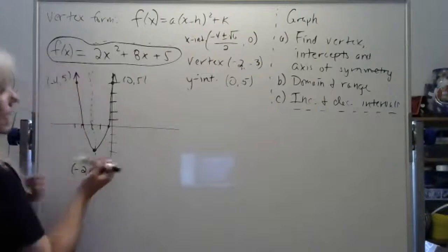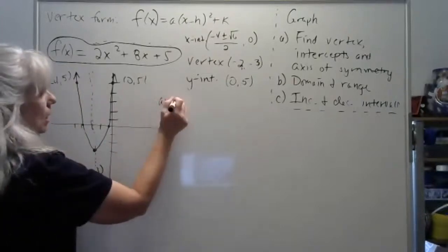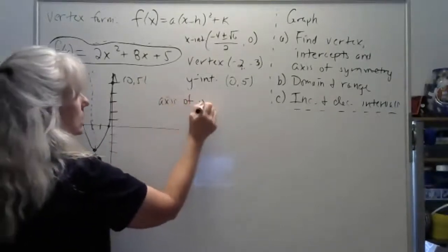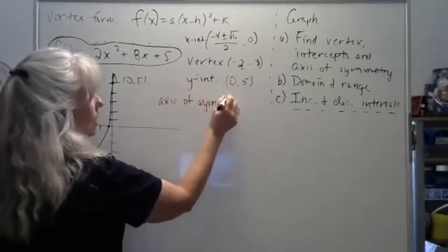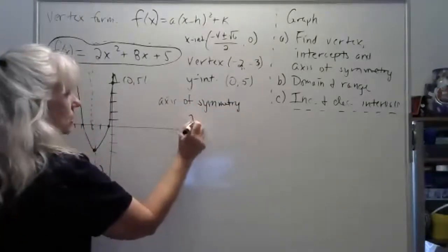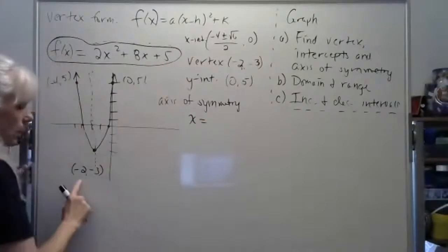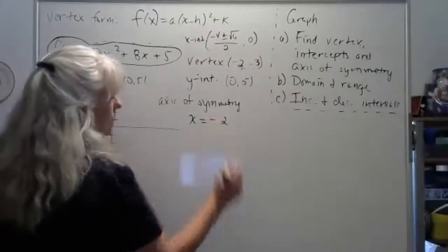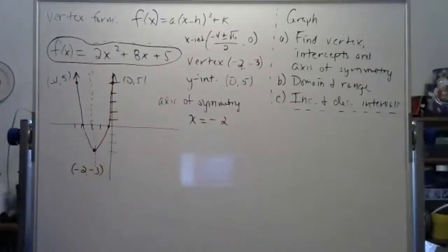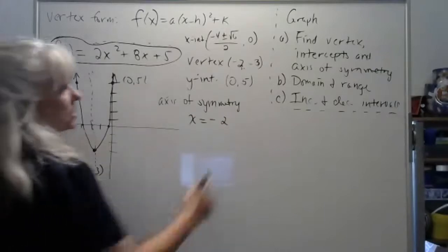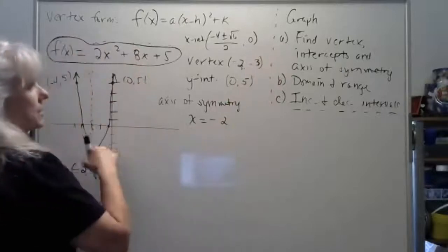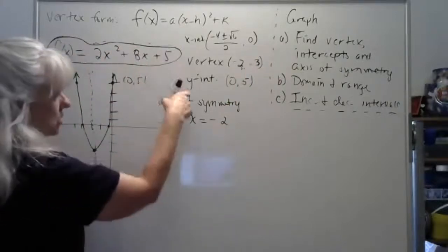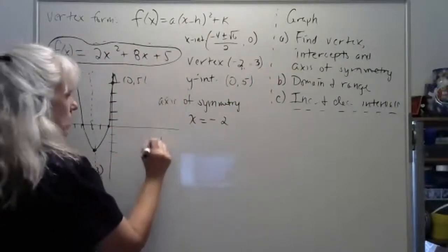So as an equation, the axis of symmetry is a vertical line that the graph folds across. Because it's a vertical line, we'll say x equal to, and we're going to pick up the x coordinate of the vertex. So x equals -2. And that's your axis of symmetry. So we did all of part A. We graphed it, we found the vertex, we found all the intercepts, and we have our axis of symmetry.